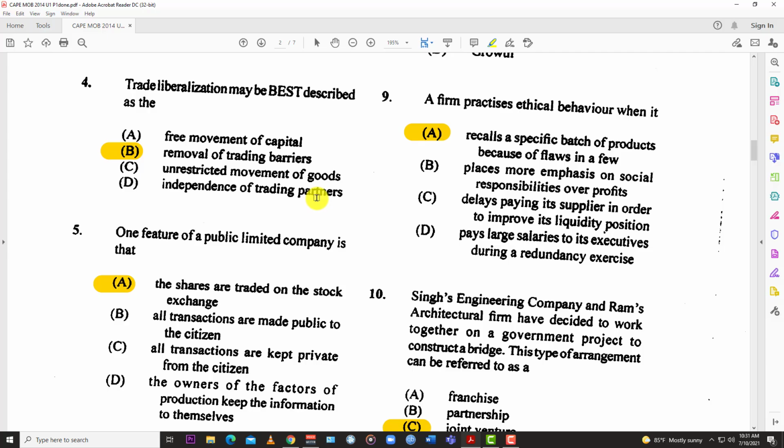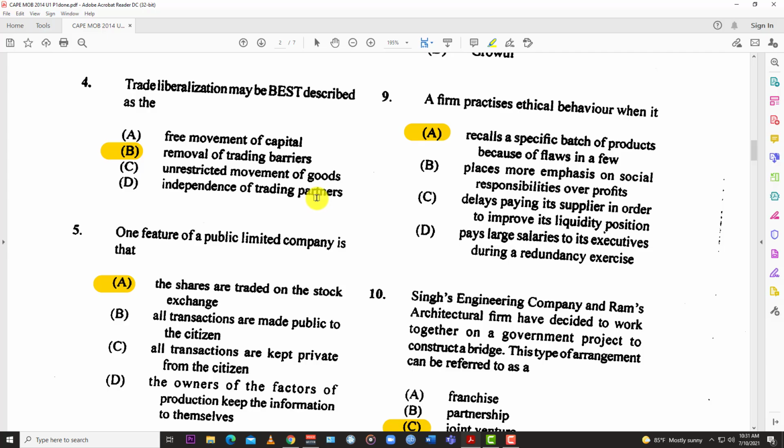Then you have delay paying its suppliers in order to improve its liquidity position. Again, that's not really an ethical thing. That's a business move. If you're concerned about your cash flow, you might delay paying the supplier based on whatever arrangement you might have. So that's a business move right there. Not really ethical based on what the arrangement is. If you do it underhandedly, that's unethical for sure. But I would imagine that you and the supplier would have a relationship and you'll be able to discuss these things. Pay large salaries to executives during a redundancy exercise.